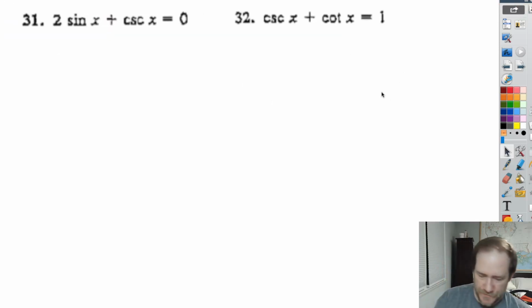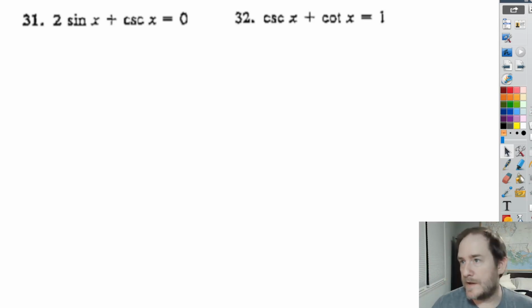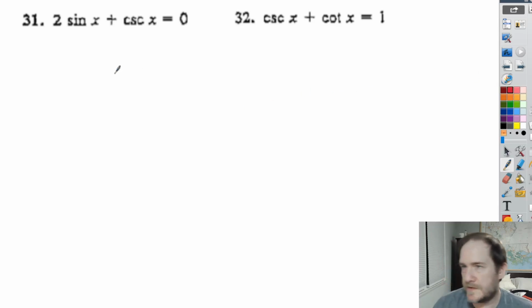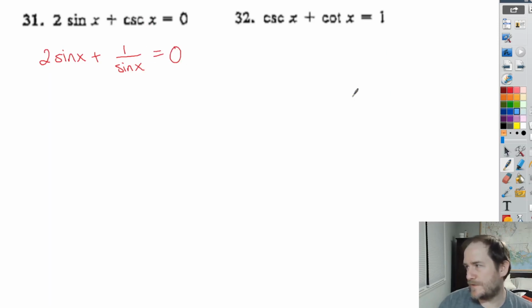All right, 31. How do you do it? I hope that you would have noticed that cosecant is, of course, the reciprocal of sine. If you didn't notice that, I think you'd be in a lot of trouble here. Okay, what do you do then?